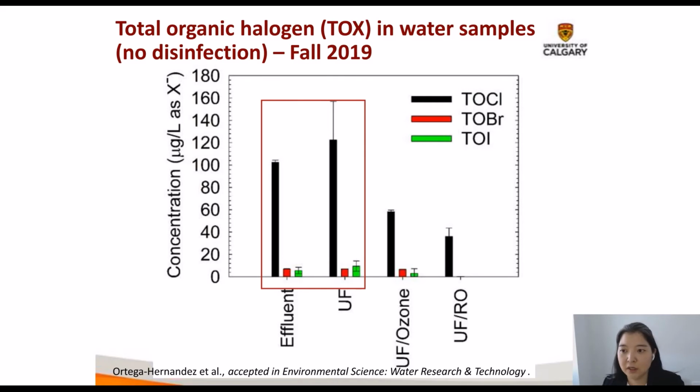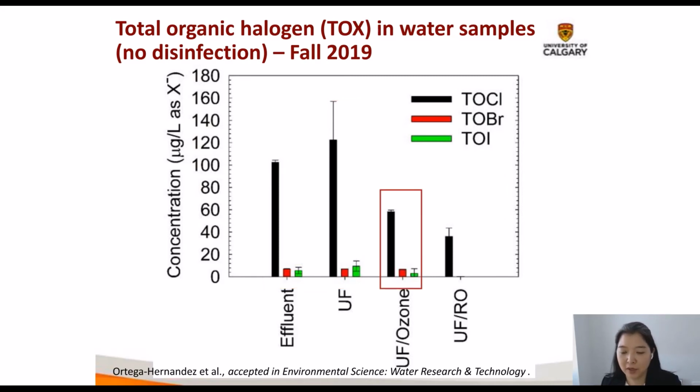So we do see with this non-target analysis that the organic chlorine was significantly high in the effluent and microfiltration, so about 100 to 122 micrograms per liter. But this is then reduced after ozone treatment, and then it is further reduced after RO. So ozone and RO removed about 65 to 85% of the total organic chlorine.